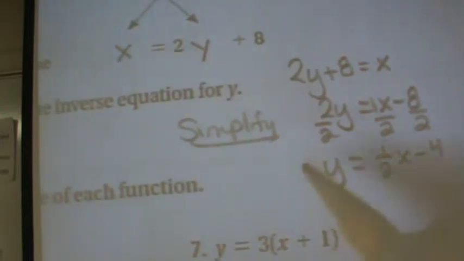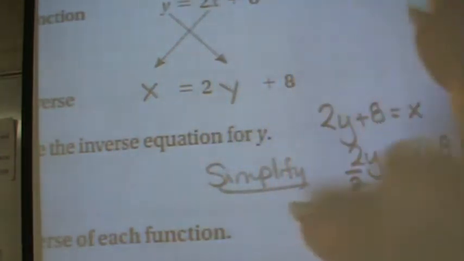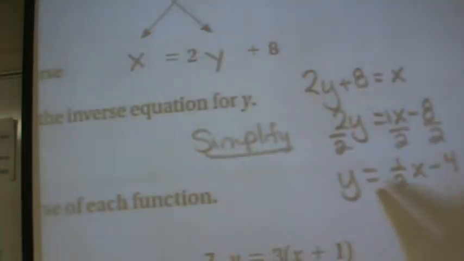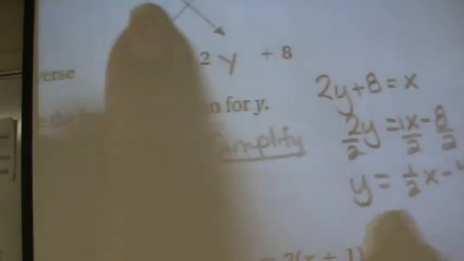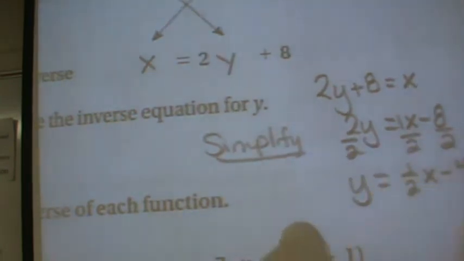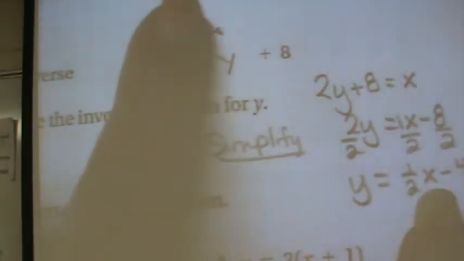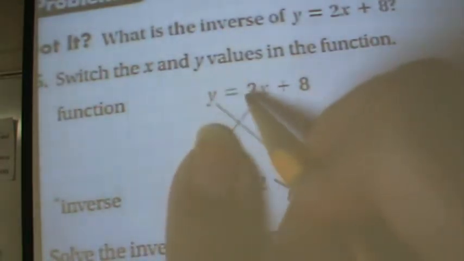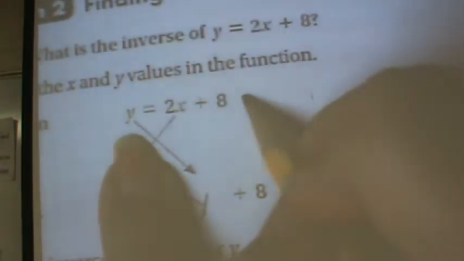Now, this is the thing. We are naming y as 2x plus 8. y is not 1/2 x minus 4. How are we going to show someone that this is the inverse of this? This is how you're going to write it. Instead of writing y is equal to 2x plus 8, how could I have written this?